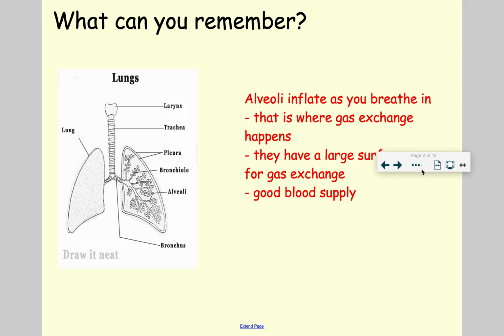So this is what I've got. I've put a picture of the lungs on here. I don't know if you can follow my mouse or not. You start off with the trachea. It breaks down into the bronchi, which isn't labelled, and then into the bronchioles, which are the branch-looking things, and then to the alveoli, which look a little bit like little bunches of grapes. As you breathe in, the alveoli inflate, and that's where gas exchange happens. That's where the oxygen goes into your blood and where the carbon dioxide comes out of it. They've got a really large surface area and really good blood supply, and that's the basics.